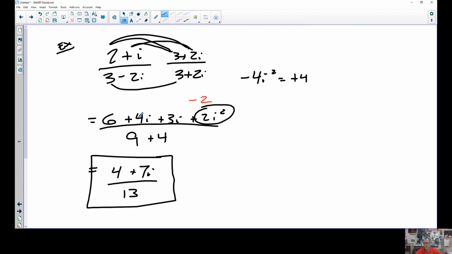Again, nothing too extreme, just had to multiply a pair of binomials on top. All right, that's it. This time I promise, that's the end. All right, that's all we're doing for 5-4B.